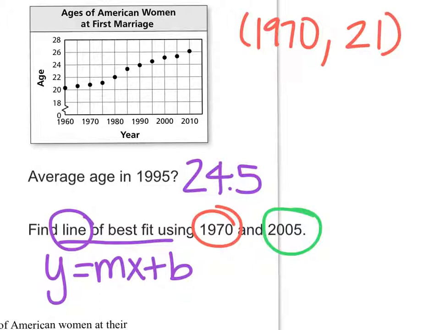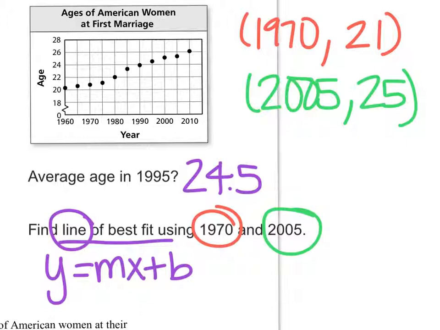And then our other point is going to be 2005. And then we're going to have to go over here to 2005 and go up, and it looks like the average age was somewhere a little over 25, so we'll just say 25. We'll just estimate it there. So in order to write this equation, we need to find 2 things. The first thing we need to find is our slope, which is our m. And our second thing we need to find is our b value, which is our y-intercept, where we began.